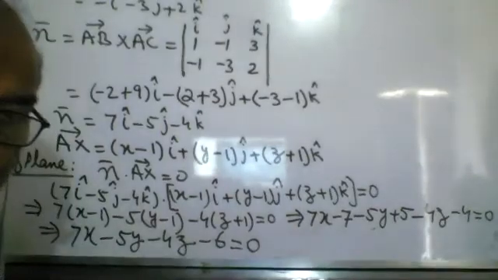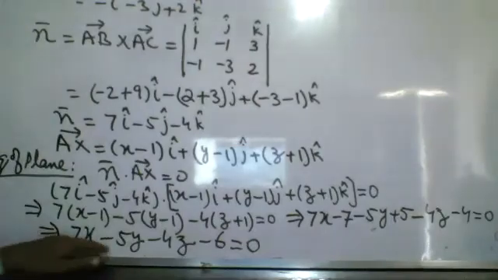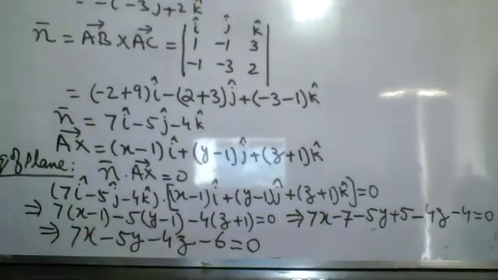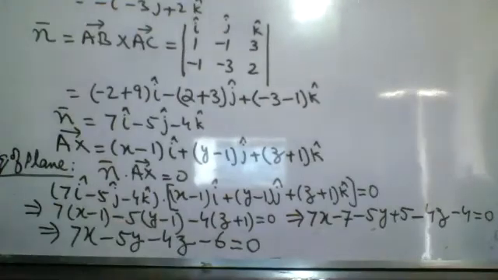Here in the chat, Sayyid Saimul Haq asks: Sir, repeat the last equation. Which last equation? This is 7x minus 5y minus 4z minus 6 equal to 0. We took the dot product of n dot AX. 7x minus 5y minus 4z minus 6.